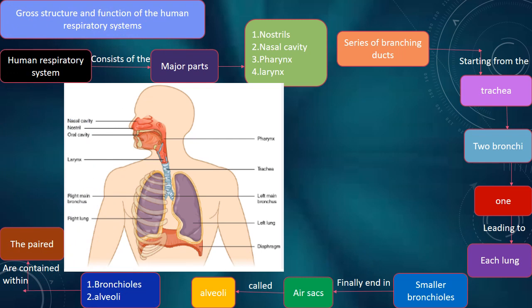Structure and function of the human respiratory system. The human respiratory system consists of the major parts: nostrils, nasal cavity, pharynx, larynx, and a series of branching ducts starting from the trachea. Two bronchi, one leading to each lung. Small bronchioles finally end in air sacs called alveoli. Bronchioles and alveoli are contained within the lungs.